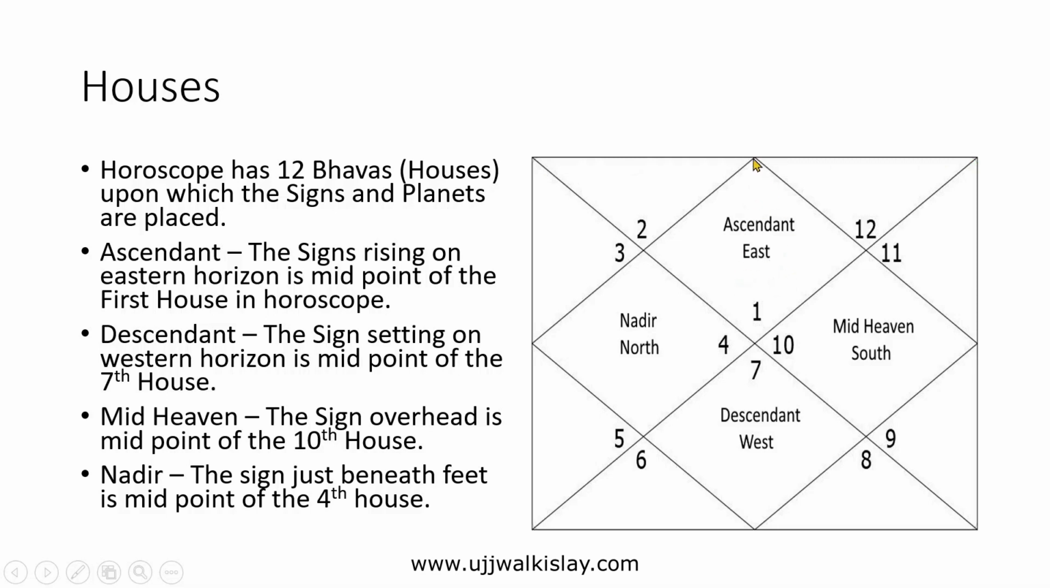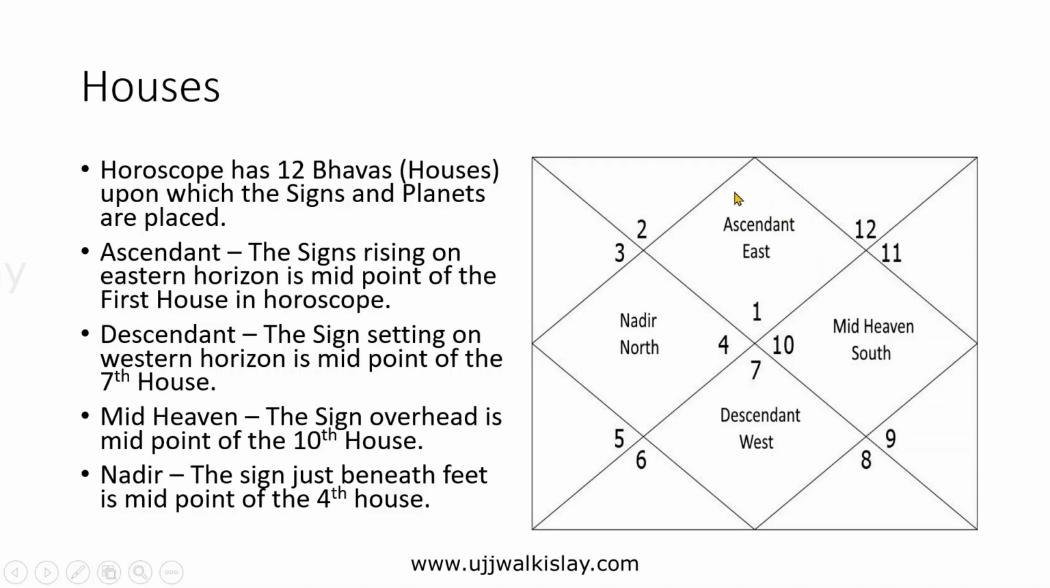The counting of the house begins from this northmost box. This is the first house. Now we move in the anti-clockwise direction, and we have the second house, third house, fourth house, fifth house, sixth house, seventh, eighth, ninth, 10th, 11th, 12th, and back to the ascendant.